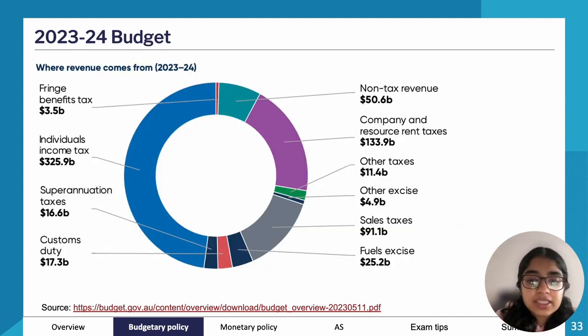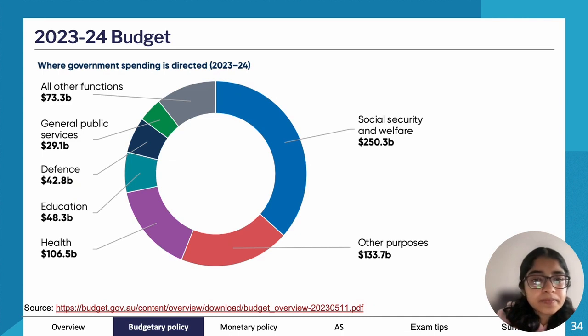Okay, so this is a more recent snapshot, and it tells you where the revenue is coming from. And you can see, again, individuals' income tax makes the biggest proportion of our budget. Okay, and then outlays. So this is actually this year's budget. And you can see that Social Security and welfare makes up the biggest proportion of our spending.